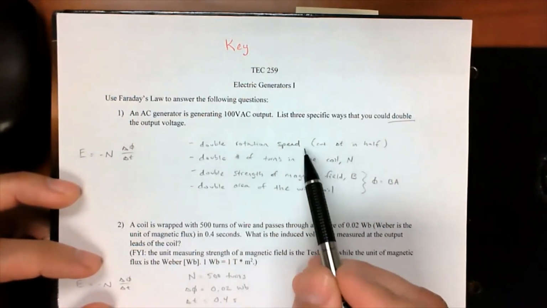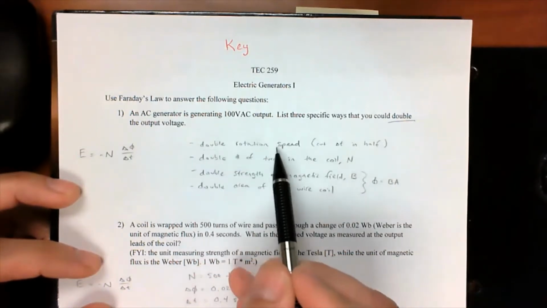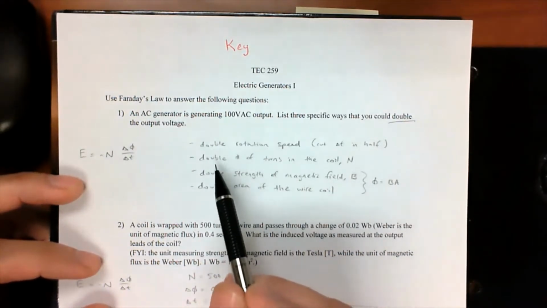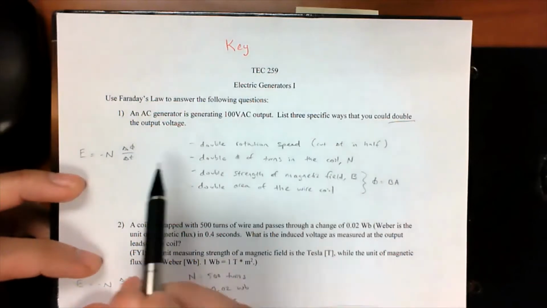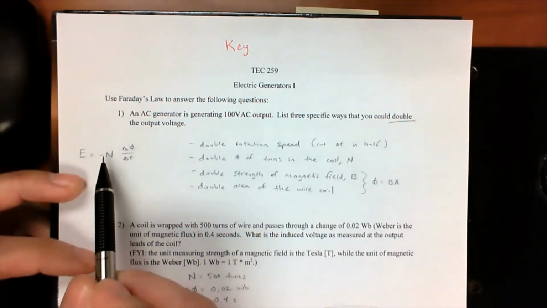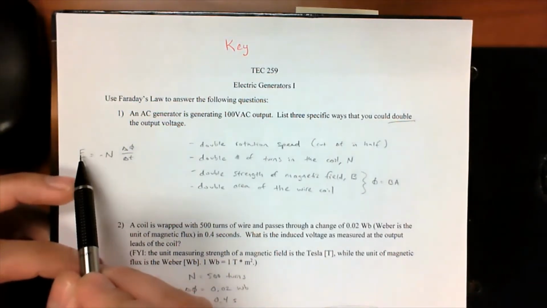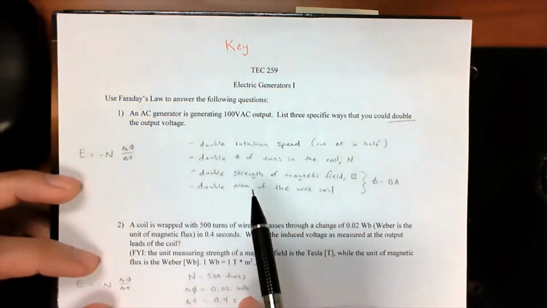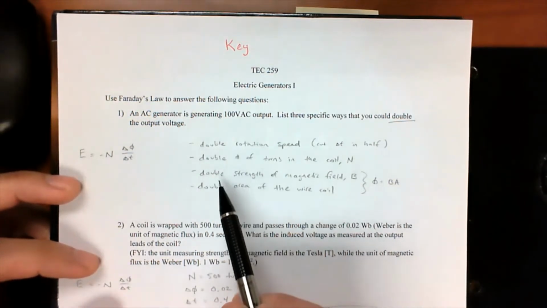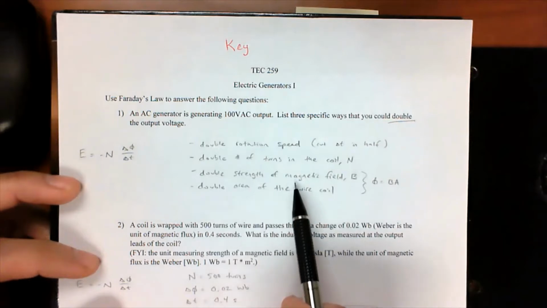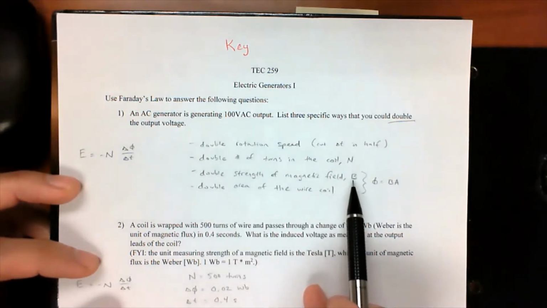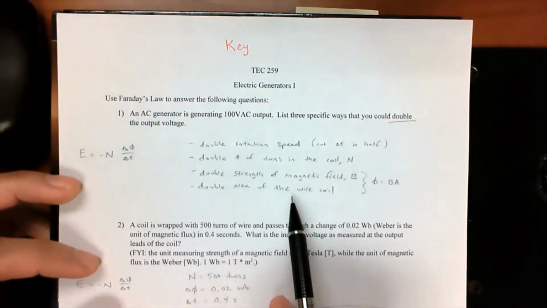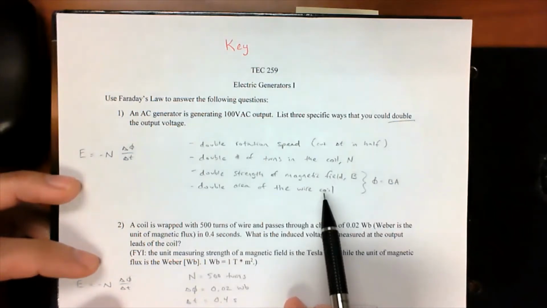So you can cut delta T in half by doubling the rotation speed, or you can double the number of turns in the coil, N. It's pretty clear that if I double N, I would double the output voltage. The other two aren't quite as obvious, but it turns out I could double the strength of the magnetic field, B, or I could double the area of the coil of wire, which is the armature.